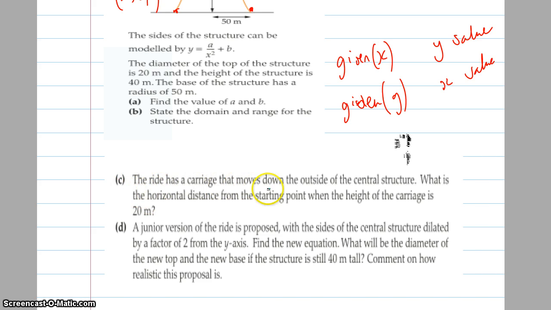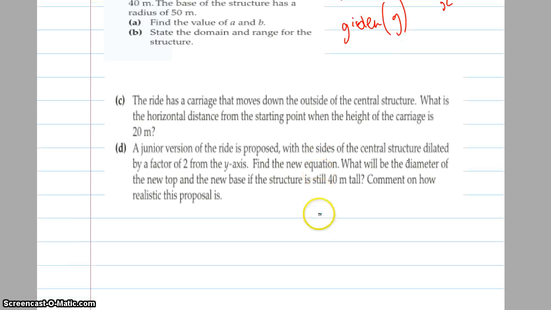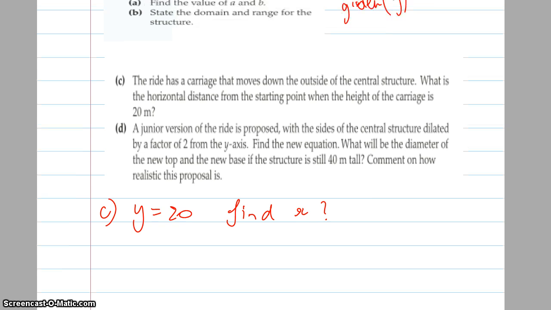The ride has a carriage that moves down the outside of the central structure. Okay, so down there. What is the horizontal distance from the starting point? That's the x value. So what is the x value from the starting point when the height of the carriage is 20 meters, and the height is the y value? Essentially for question C, they want you to pop in y equals 20 and find out what x is. Given that you've got A and B, you can work that out fairly simply.